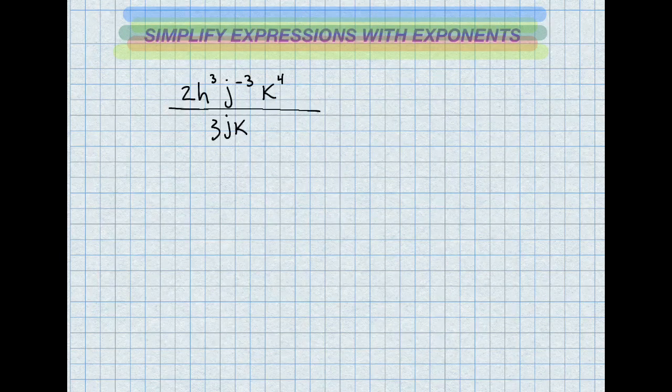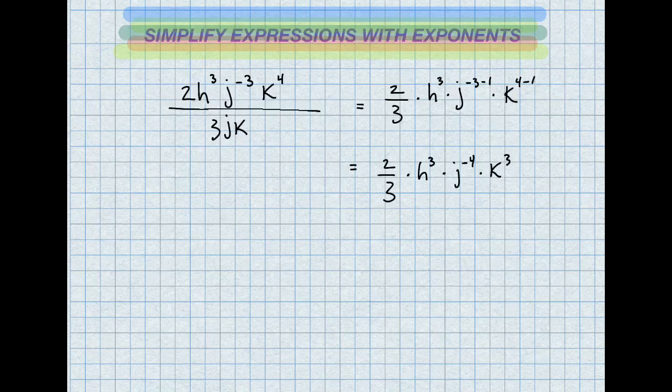Okay, so first thing we could do is we could go ahead and say that there's a 2/3, and that's going to be times h cubed times j to the -3 minus 1 times k to the 4 minus 1. So we get 2/3 times h cubed times -3 minus 1 is j to the -4th, and then k, 4 minus 1 is just going to be k cubed.